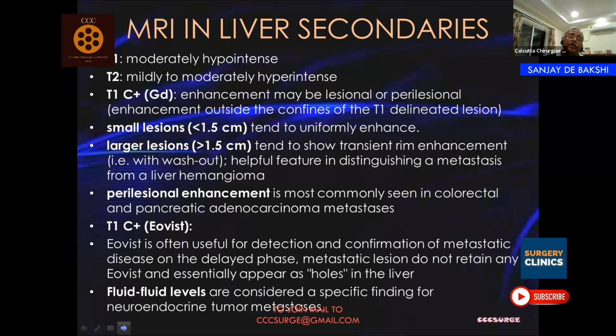But if you were using Eovist, you know gadolinium goes for the hepatocytes. Eovist goes for the Kupffer cells. Very good. So Eovist is often useful for detection and confirmation of metastatic disease on the delayed phase. Metastatic lesions do not retain any Eovist and essentially appear as holes in the liver. The other interesting thing on MRI is that a fluid level in a lesion is considered a specific finding for neuroendocrine tumor metastases.